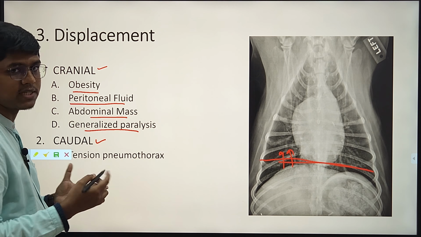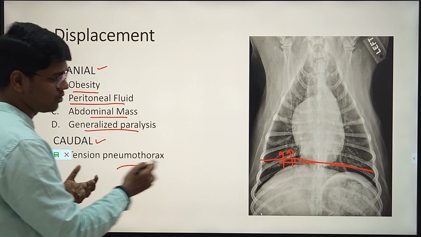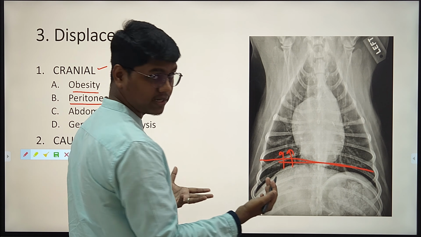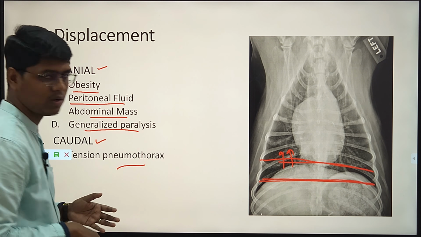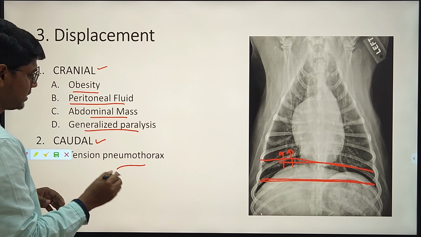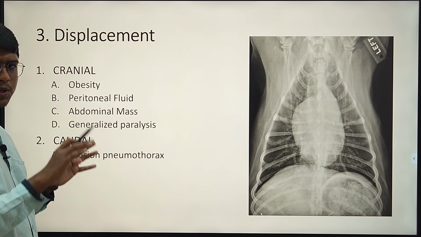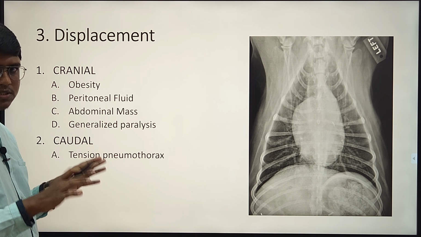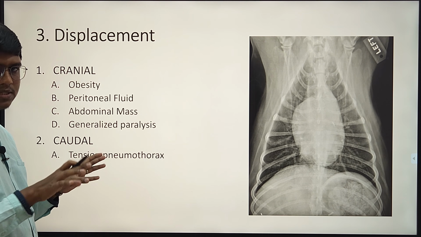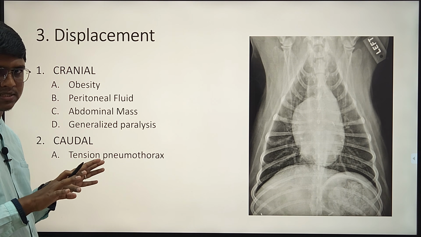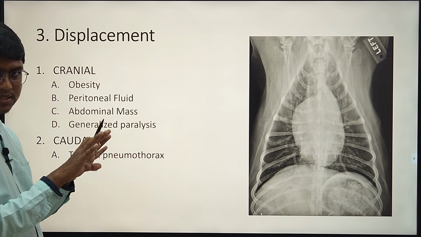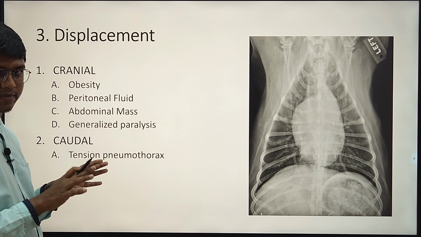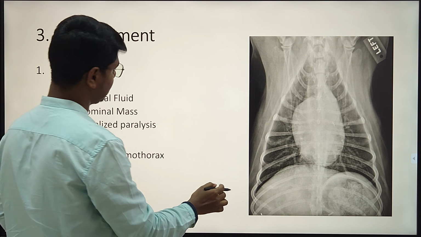Caudal displacement is tension pneumothorax. In unilateral, only one side will move caudally. In bilateral tension pneumothorax, the entire diaphragm will move caudally. Okay. These are the radiographic signs of disease, but not all of these are diseases of the diaphragm. Rather, you can say these are basically the differentiating diseases around the diaphragm, around the change in the shape, size and outline of the diaphragm, through which you can differentiate different diseases.